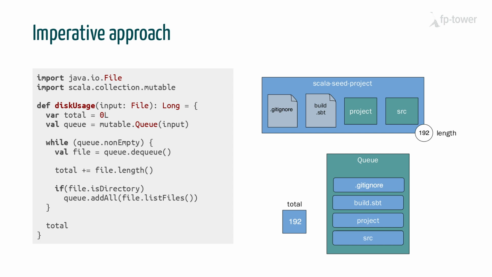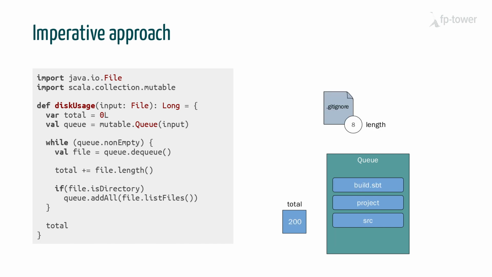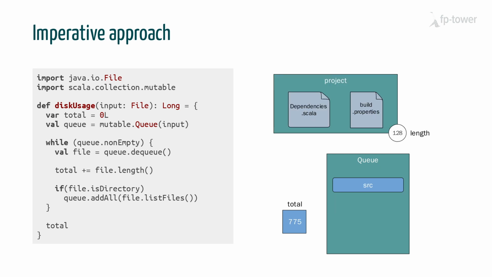And then we process the next item, .gitignore. It's an ordinary file, so we simply add its length to total, and we do the same for build.sbt. Then we encounter project, which is a directory. So we add its length to total, and then we add all its children to the queue. Our program will continue to do this until all files have been processed.